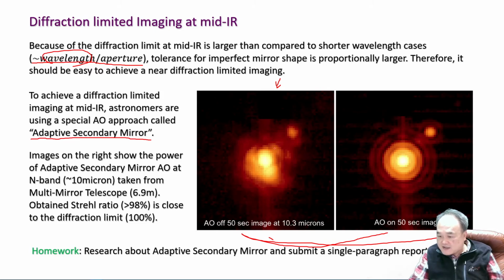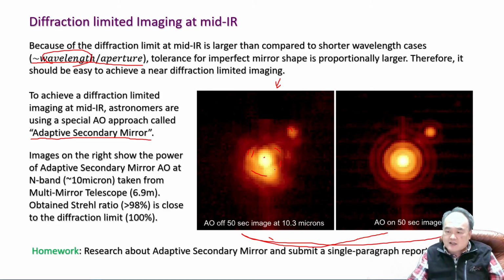So you can see that it's still decent. The central object is a single star, and then there's a companion. Still, we can see some hint of the first Airy ring. So this is decent, a Strehl ratio of maybe close to 40% or so. Okay, so this is quite good.